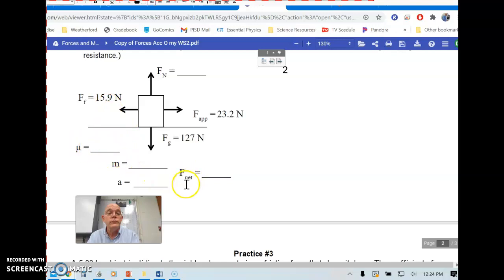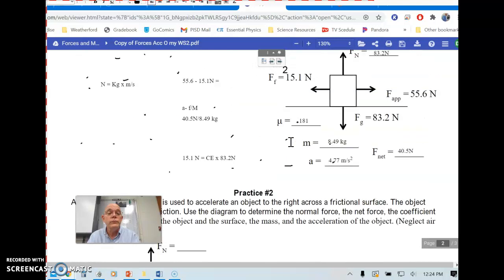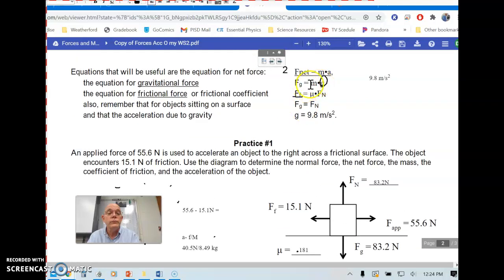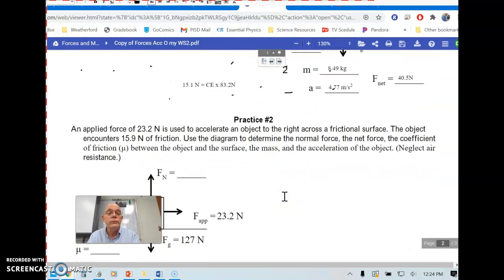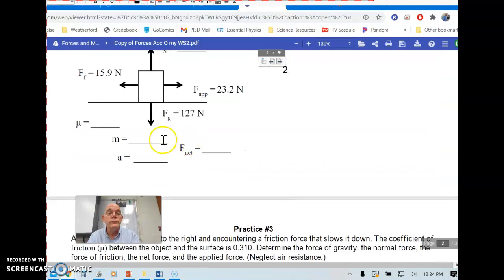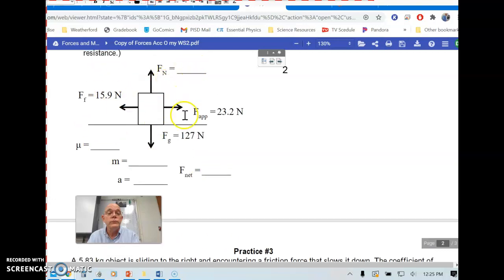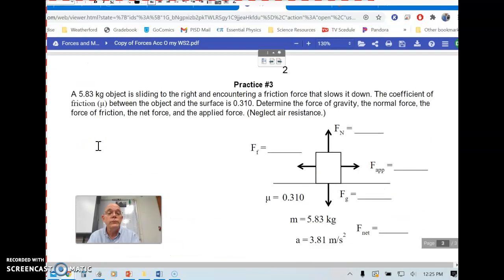So you'd have to use one of these other formulas. I recommend this one to find the mass. And then once you find the mass, you use mass and net force to find the acceleration. And then you can use friction force and the net force to find force of friction and the normal force up here, which is the same as this, to figure out the coefficient of friction. Okay, hopefully that's not too confusing.